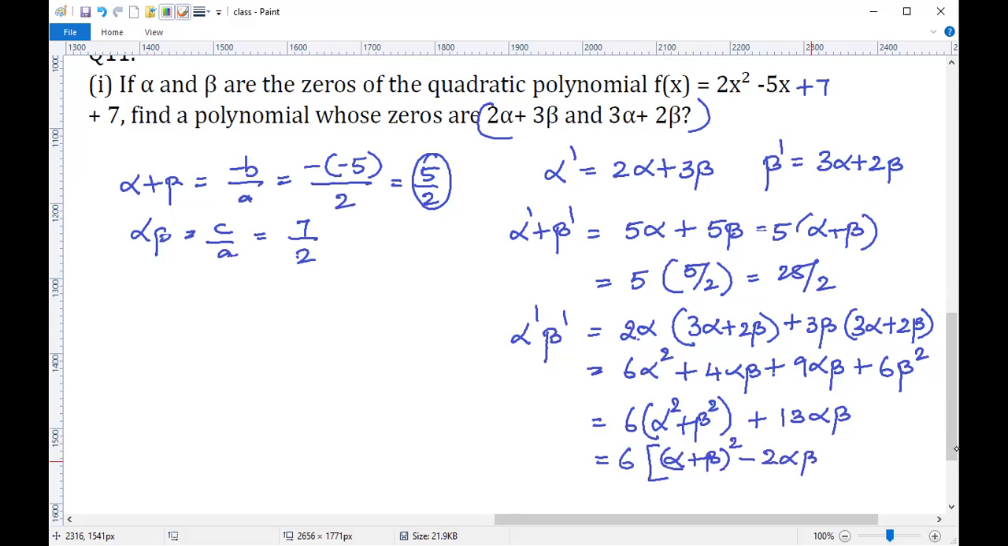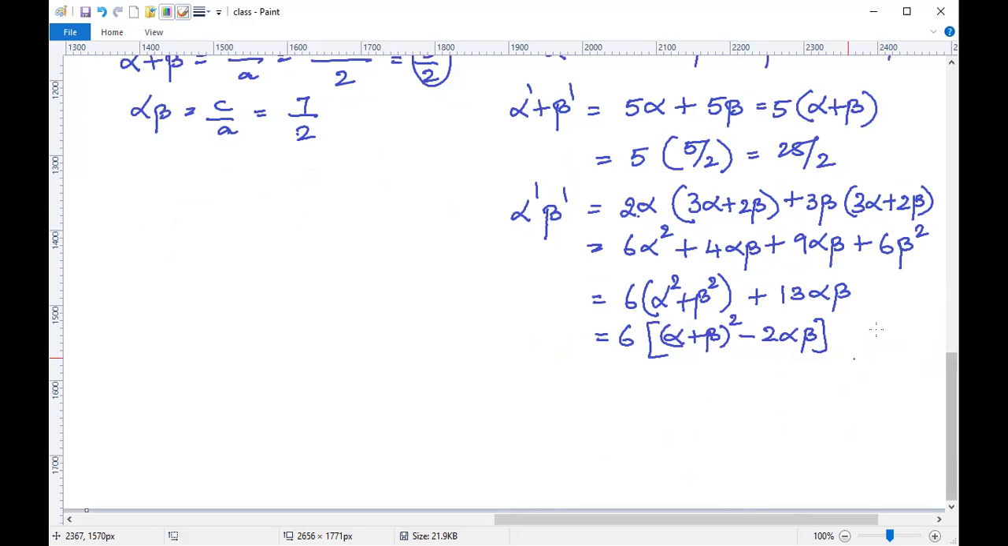Okay. So in the method proceed பண்ணீங்கன்னா இங்க ஒரு plus 13 alpha beta இருக்கு. So you have to put them together. என்ன வரும்? 6 times of what is alpha plus beta? It is 5 by 2. Correct? So 5 by 2 whole squared. இங்க minus 12 வரும். 6 times of minus 2 is what? Minus 12 alpha beta. Minus 12 alpha beta plus 13 alpha beta. என்ன வருமா? Plus வெறும் alpha beta மட்டும் இருக்கும். Correct? Minus 12 plus 13 is plus 1.